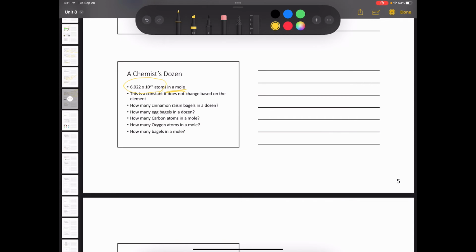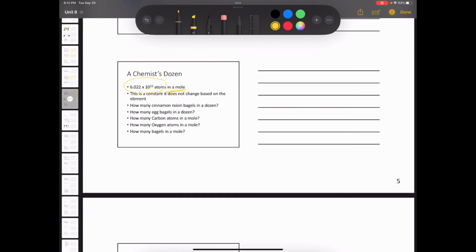Okay? This is a constant figure that never changes based on the elements. So if you're talking about a gram of oxygen, or a gram of carbon, of hydrogen, or silver, it doesn't really matter. Or a mole, I'm sorry. If you're talking about a mole of oxygen, or a mole of silver or gold, a mole will always have 6.022 times 10 to the power 23 atoms.